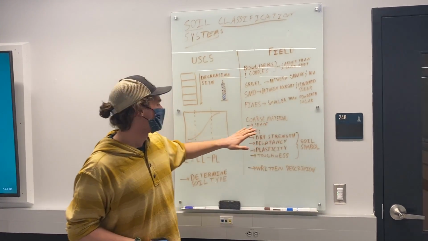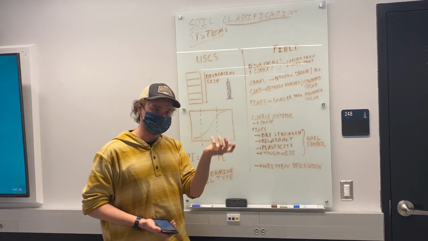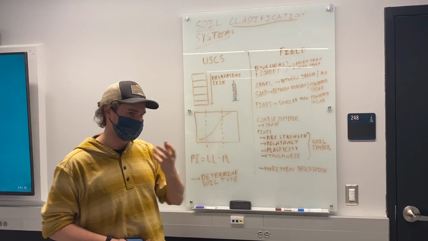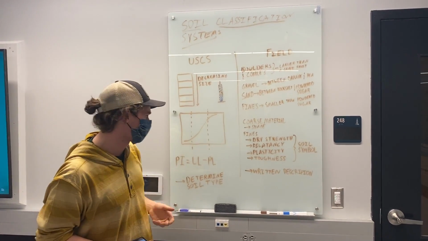So if it's coarse material, the only thing we're going to do from there is determine the shape of it. Is it more rounded, more angular? You just want to note that. That's the only real property you're going to be collecting there, outside of maybe color and odor.